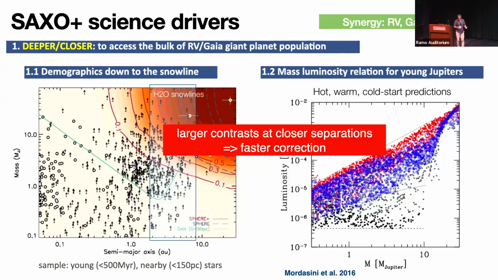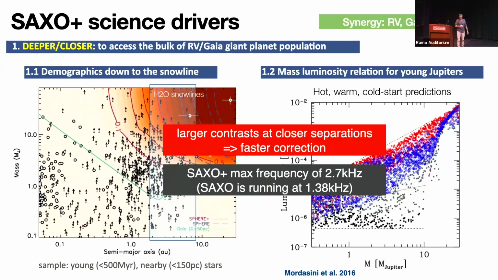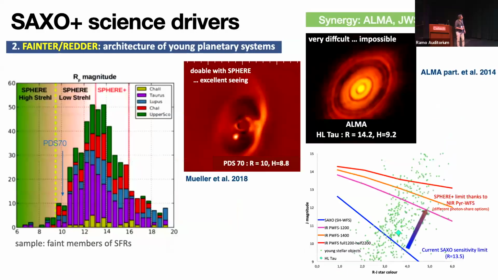So in order to get larger contrast at closer separation, we need to correct faster, and so SAXO Plus will have a maximum frequency of 2.7 kilohertz, which is twice the maximum frequency of SAXO.